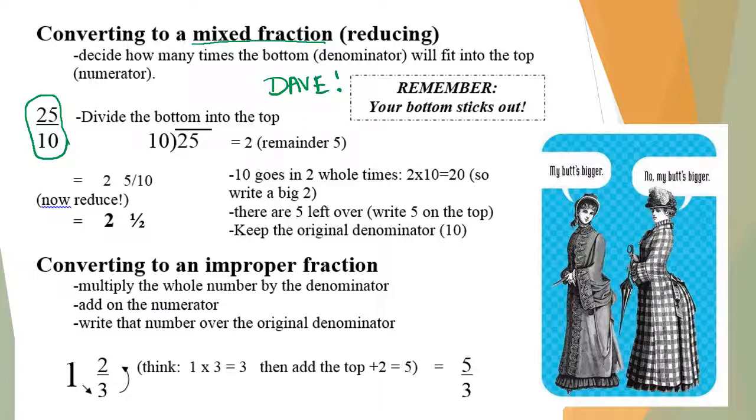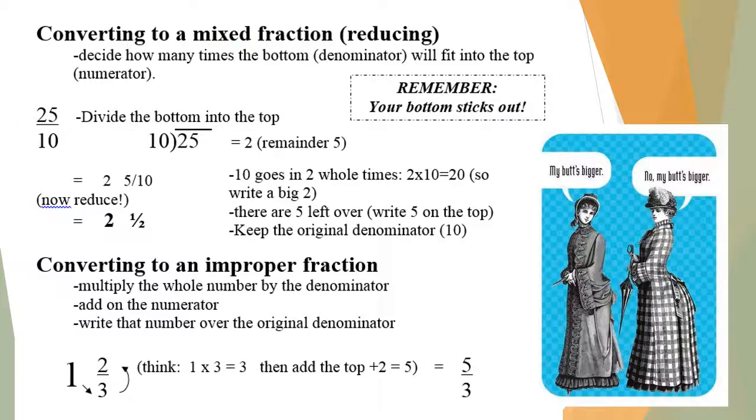When you're using a Dave, you might wonder, where do I put the numbers? Which one goes on the top and which one goes on the bottom? Well, remember, your bottom sticks out. Your butt is so big. No, my butt's bigger. Okay, so the bottom of your fraction, the 10, is what sticks out of the cave. So it's on the outside of the cave.